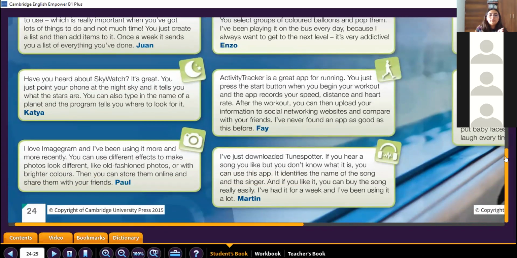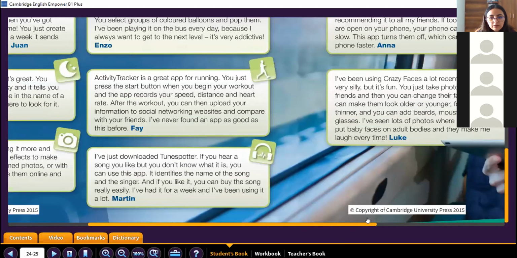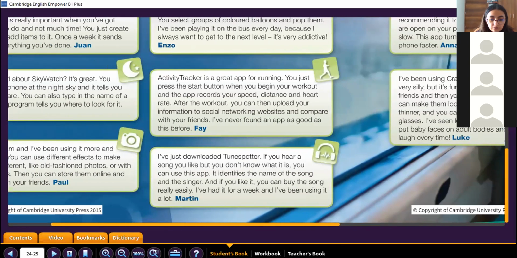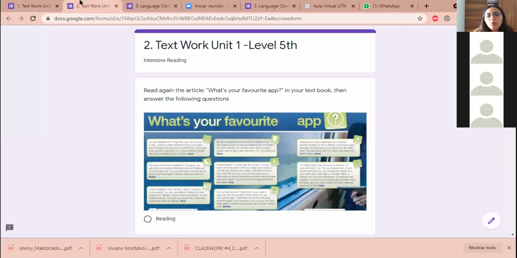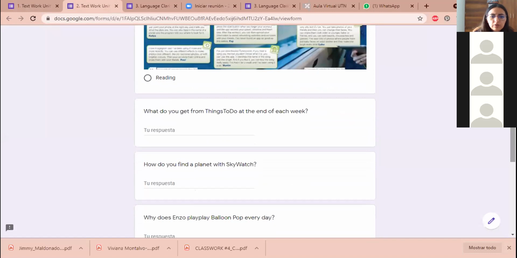Now guys, what are we going to do? You read some specific information here about each app. What you're going to do now is to answer the following questions in groups. Now you're going to work in groups, okay? We have 4 or 5 questions, no more. And all these questions are according to the apps.